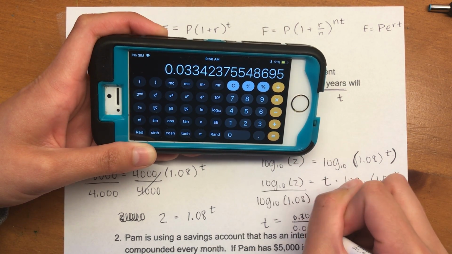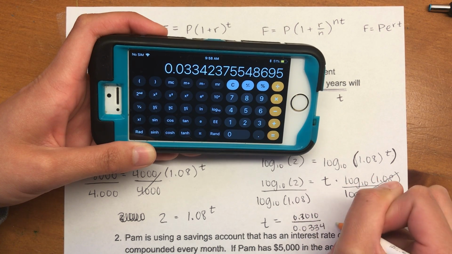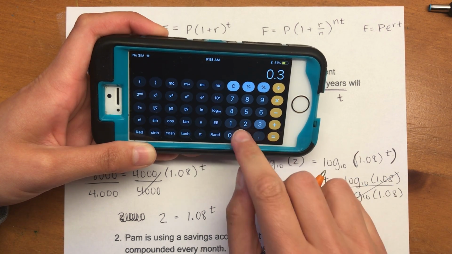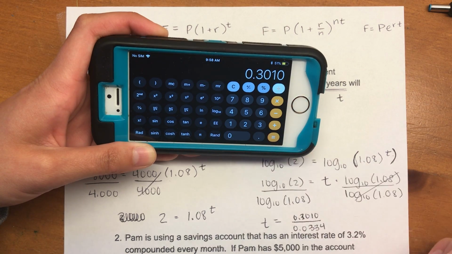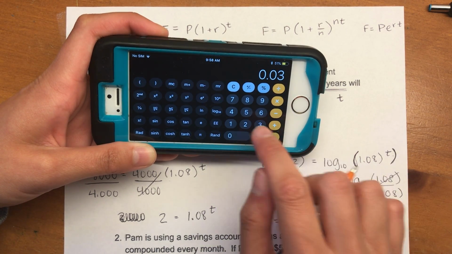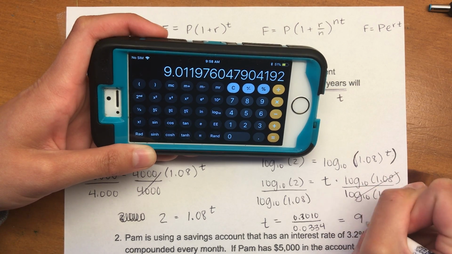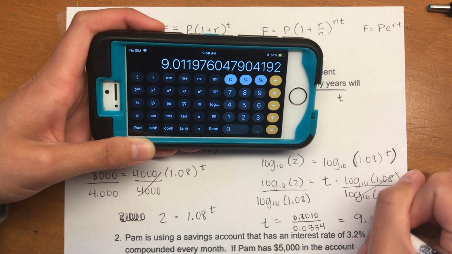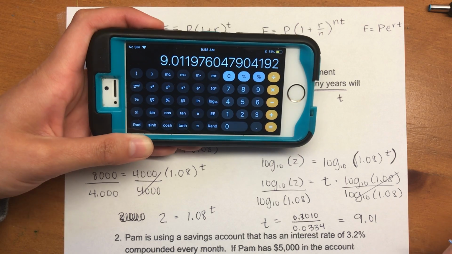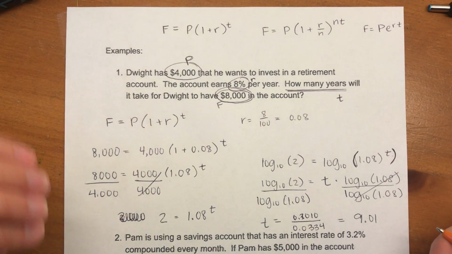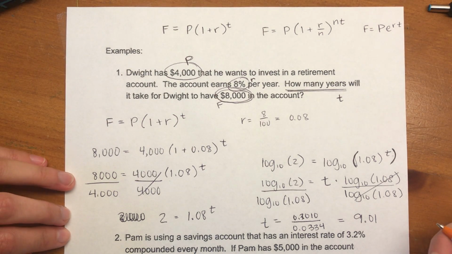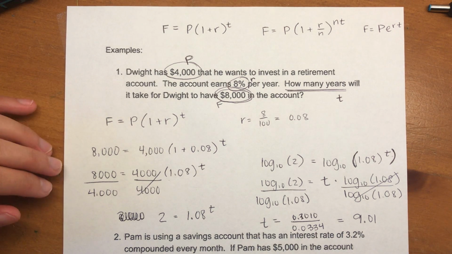I have 0.0334. And if I do 0.3010 divided by 0.0334, my t is about 9.01, which I'm going to round to 9 years, okay, or 9.01 years.